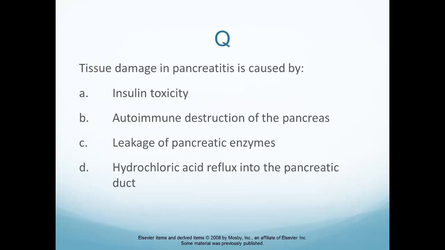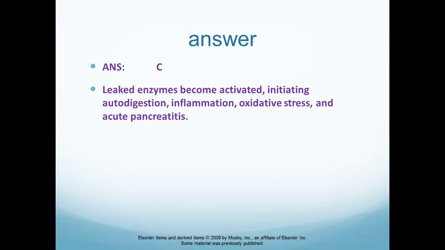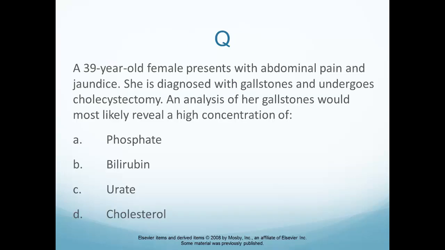Tissue damage in pancreatitis is caused by what? Leaked enzymes. Enzymes leaking from the pancreas, or enzymes being overproduced by the pancreas, leaking, becoming activated, causing autodigestion, inflammation, and then damage to the pancreas.